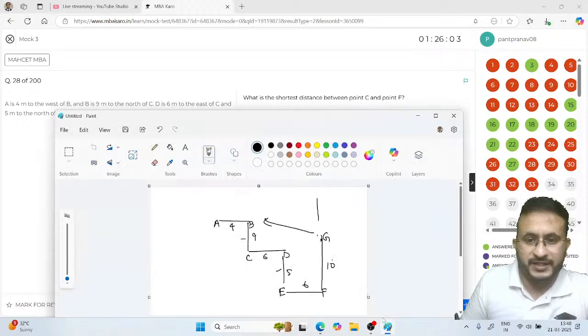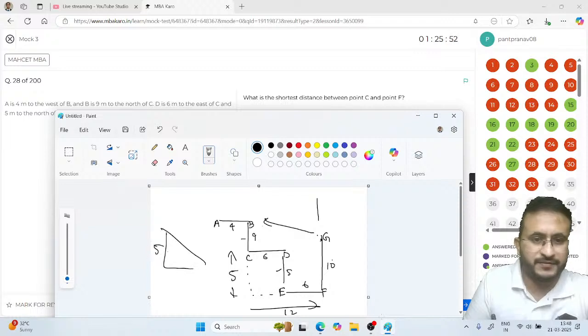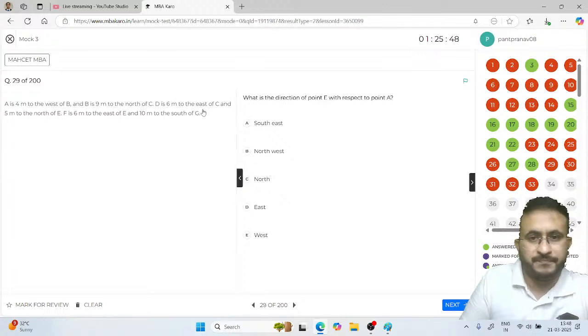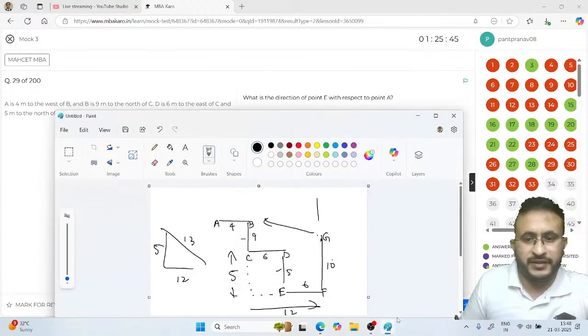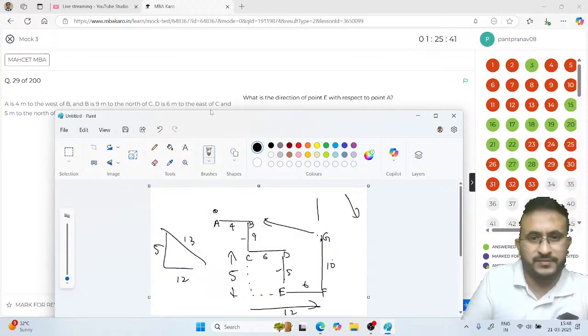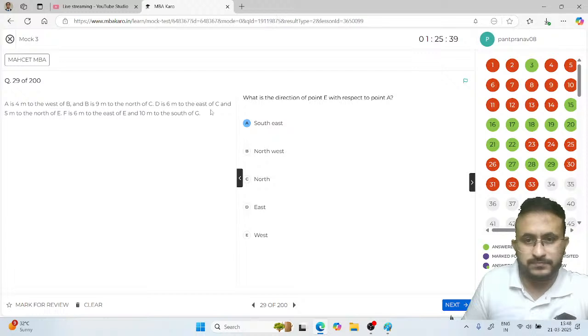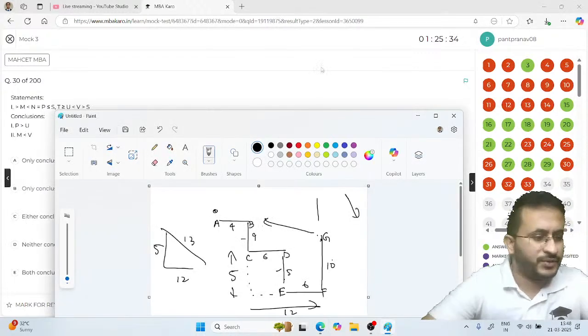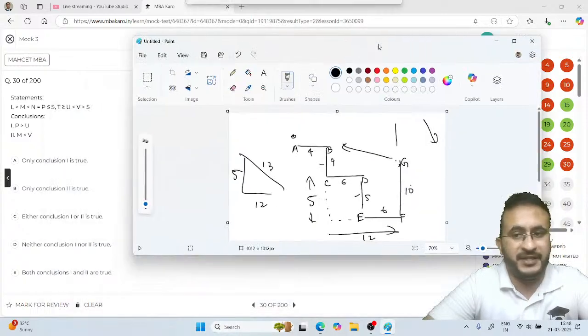C and F, what is the distance? So C and F, if we see, the vertical distance is 5 and horizontal distance is 12. So 5 and 12 का triangle बनता है 13. Right? Pythagoras theorem. So 13 meters. E with respect to A. E with respect to A is here and E is here. So southeast. Okay, so three questions were done. Let's now move on because these are individual questions that can be done fast.